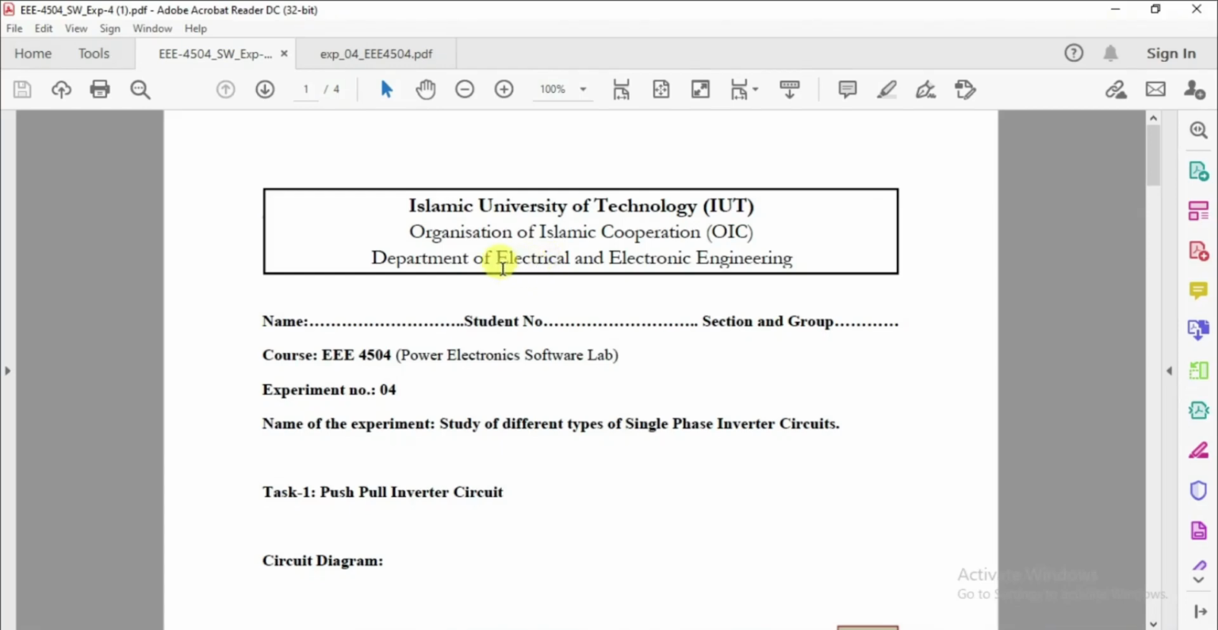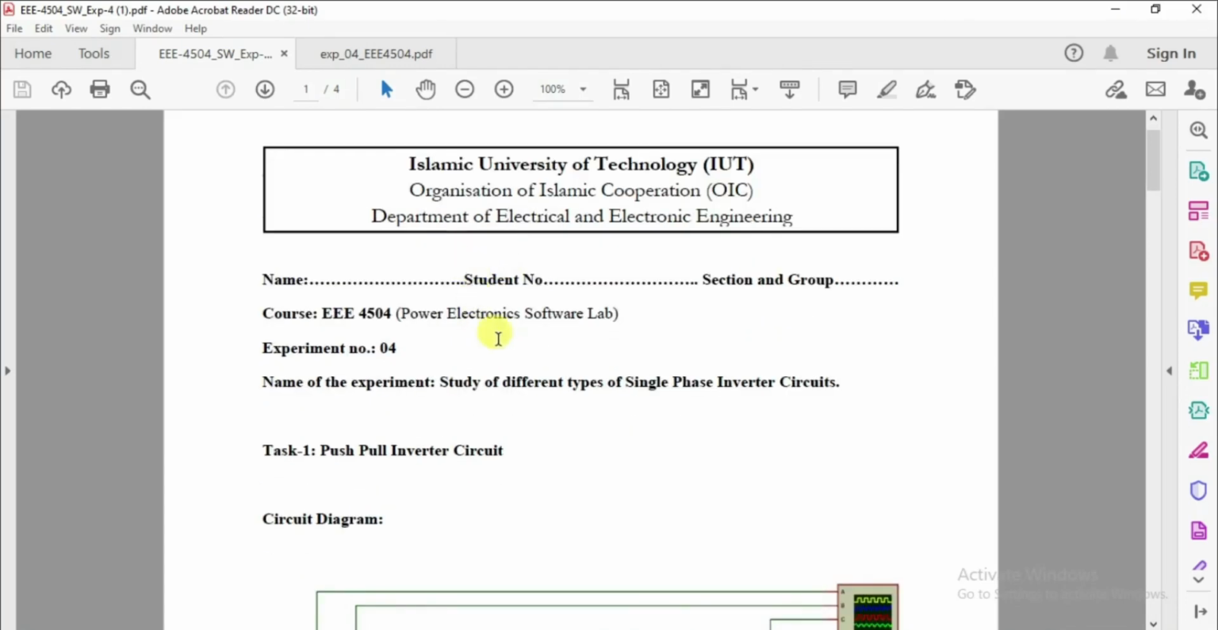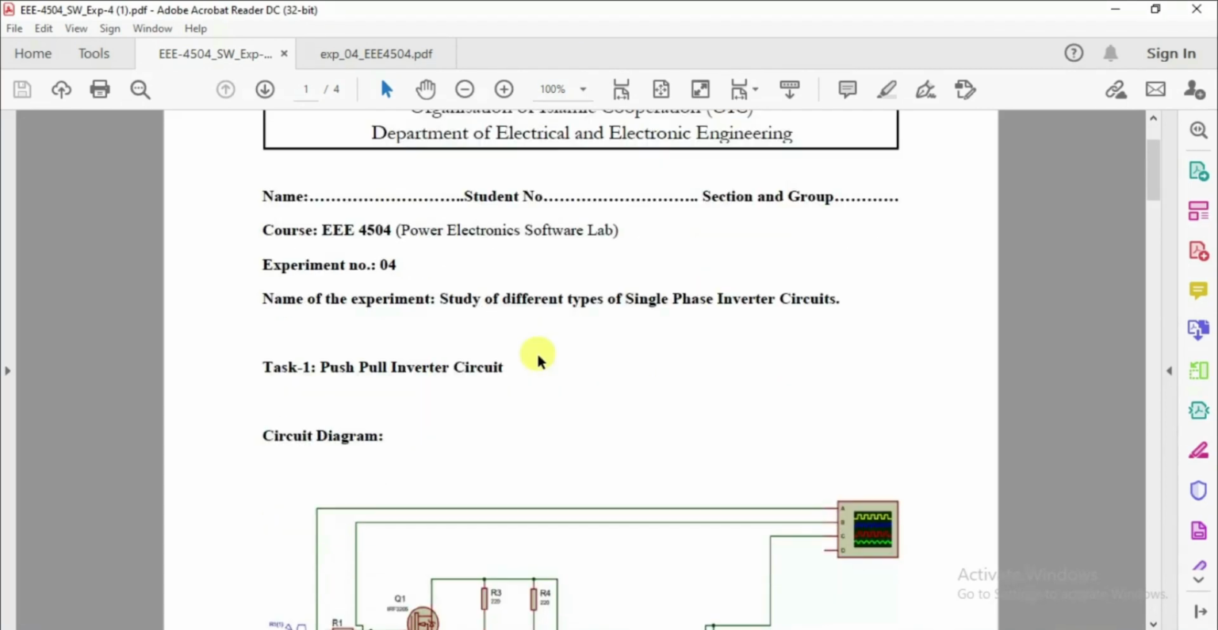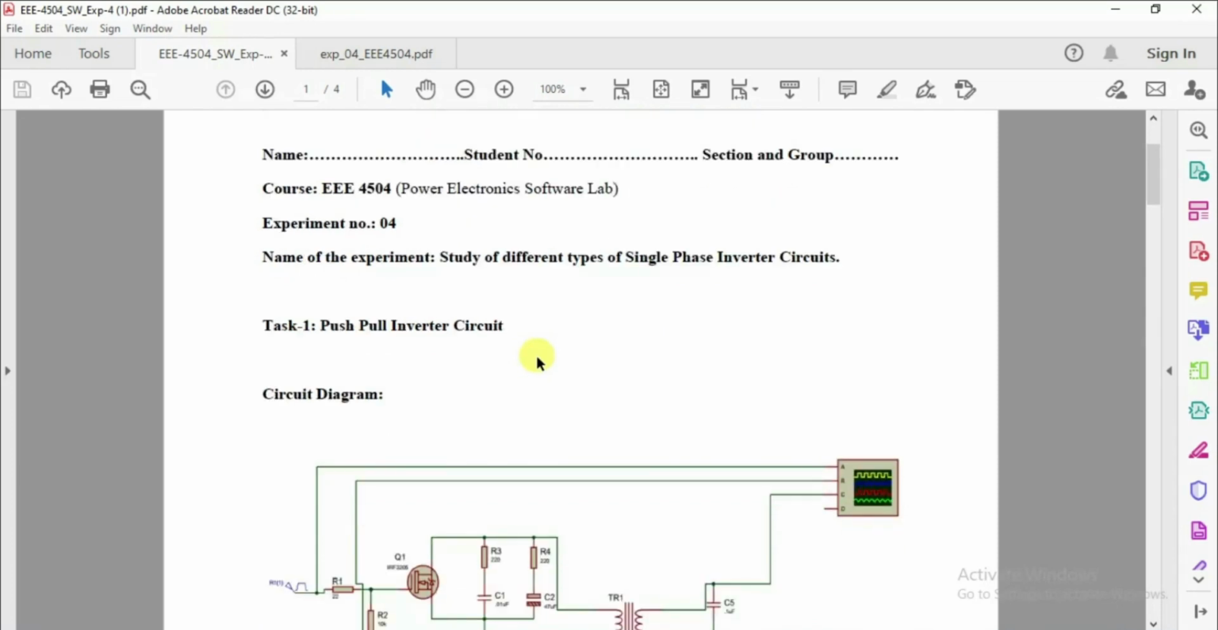Hello everyone, in this video we are going to see how to draw different types of inverters in Proteus. The types of inverters we have learned in the theory part, we are going to demonstrate those circuits in Proteus, and we will verify whether the outputs match with the theory part we have learned so far.